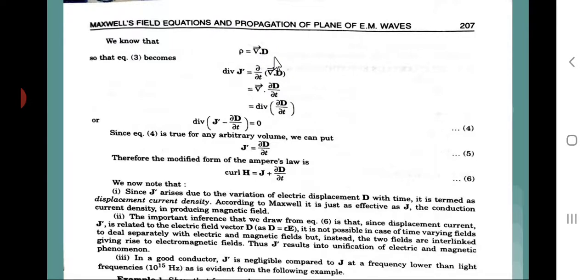D is the electric displacement. So equation 3 becomes, now substitute the value of this rho, divergence of J dash is equal to dou by dou t of del dot D, which is equal to del dot dou D by dou t, which is equal to divergence of dou D by dou t, or, taking divergence common, J dash minus dou D by dou t is equal to 0.